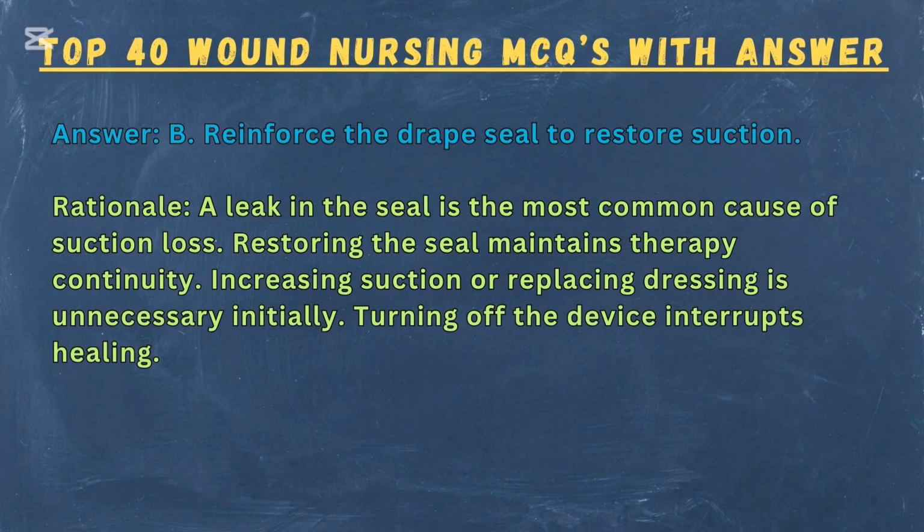Answer. B. Reinforce the drape seal to restore suction. Rationale. A leak in the seal is the most common cause of suction loss. Restoring the seal maintains therapy continuity. Increasing suction or replacing the dressing is unnecessary initially. Turning off the device interrupts sealing.